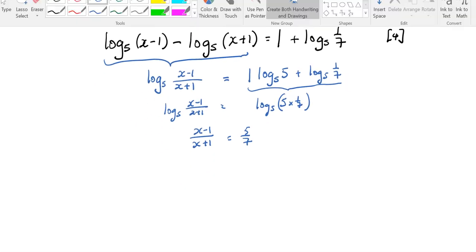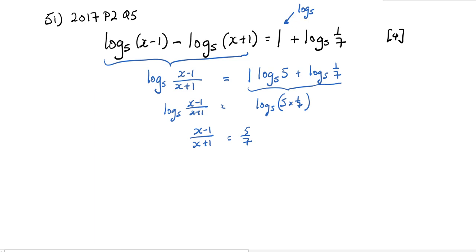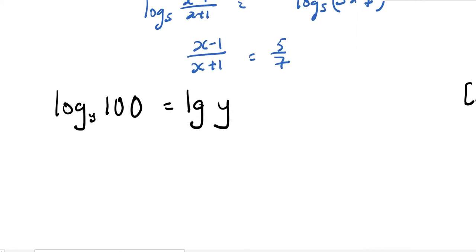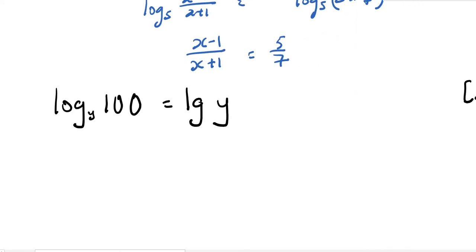Now, next one. Can you copy down this question? Solve the equation. Log y 100 equals log y 10. Now in exam, this is 5 marks. Can we try and solve this together? So by then, 4, 1, 7, 1, the total number, this is 9 marks. Now, what must I do? What is your idea?